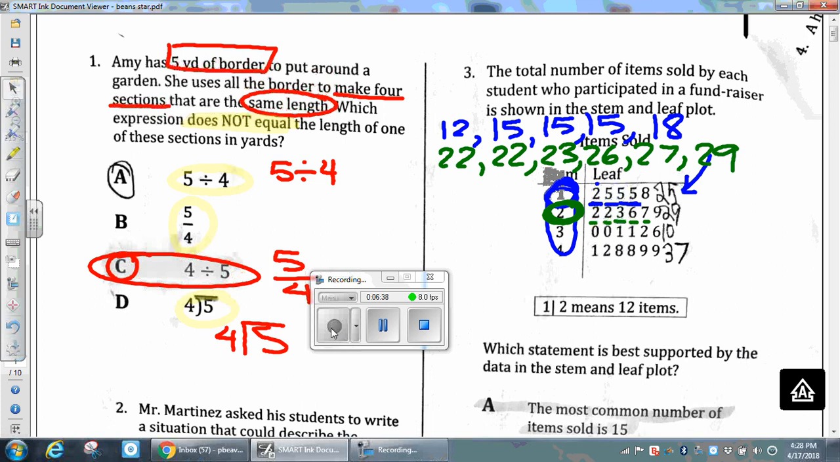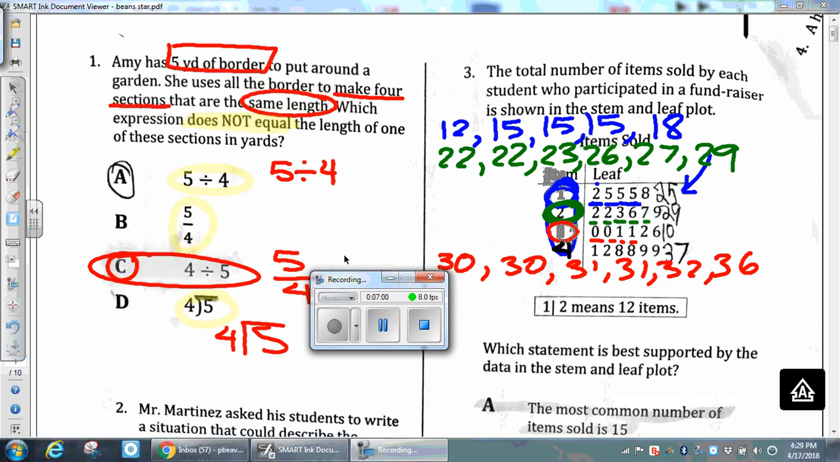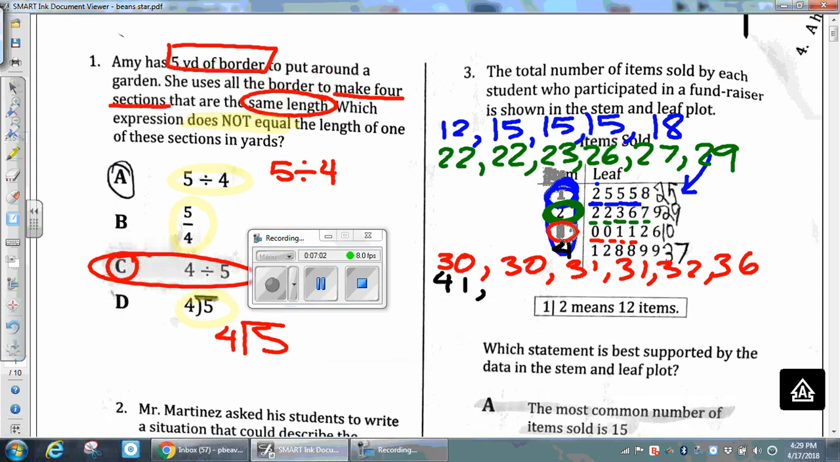So then on the third row, we're going to have 3 as our first digit. So it will be 30, and then 30 again, and then 31, 31 again, 32, and 36. Then for the last row, well, first digit is a 4, so we will have 41, 42, so I'm taking the second digits from here, and then 48, 48 again, 49, and another 49.